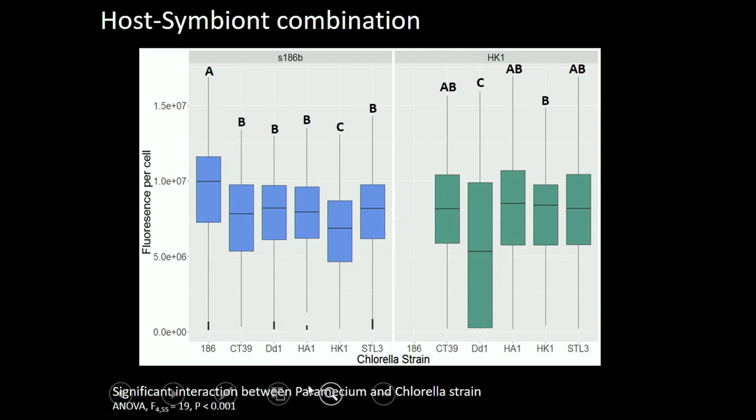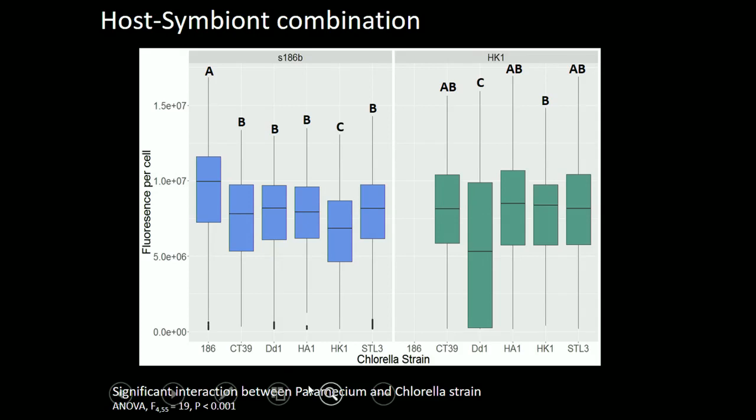And interestingly, what might be behind the 186 behavior is that it is the most geographically different from the others. 186 is a UK strain, while the rest are Japanese strains. So it's very likely that it would be quite highly diverged between the two sets.